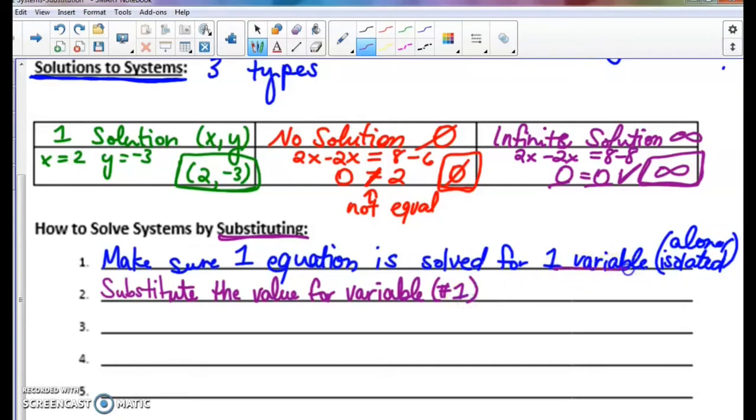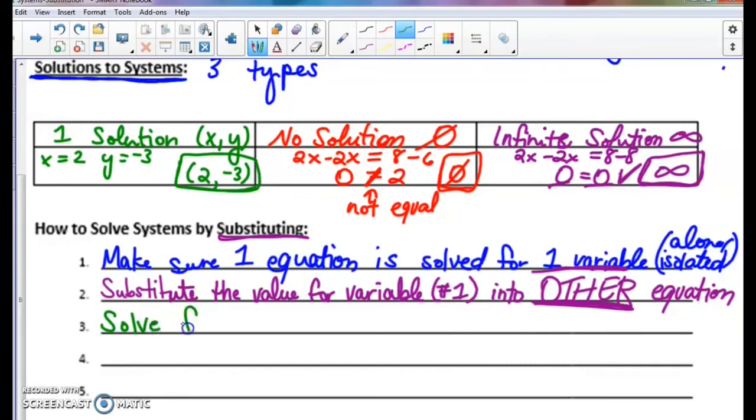So where you have your variable isolated into, and this is the most important part, the other equation. So anytime you substitute a value for a variable, you have to make sure you put it into that other equation in the system. Alright, step 3. We're then going to solve for the remaining variable.